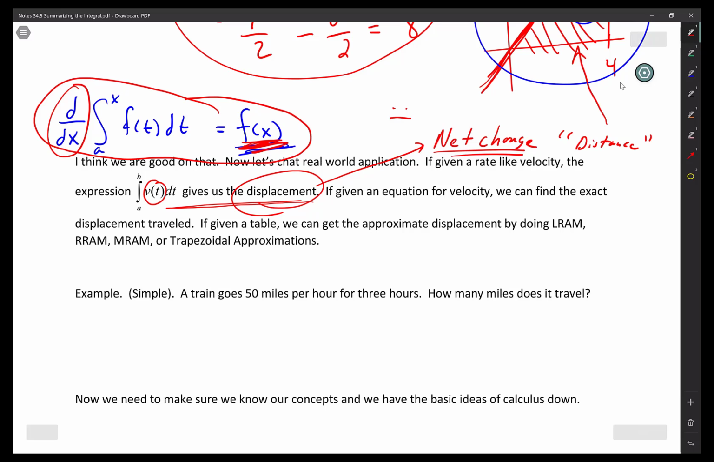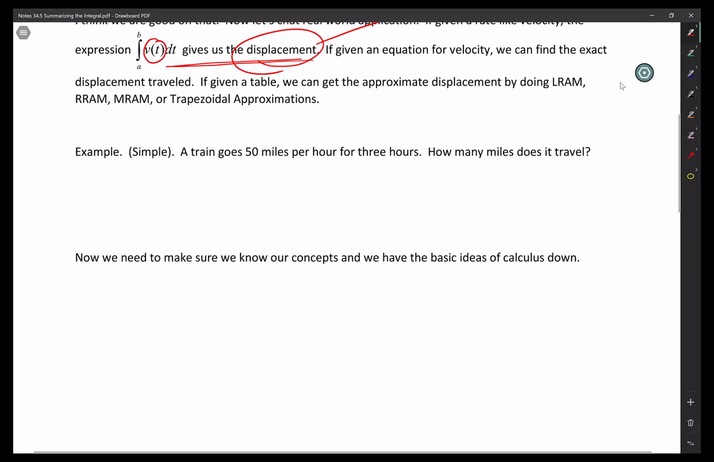All right, here's an easy problem. It's the same problem from yesterday. It says, a train goes 50 miles per hour for 3 hours. How many miles does it travel? Well, let's do it with calculus. I know that I'm being complicated. Travis, you are so complicated right now, Travis.